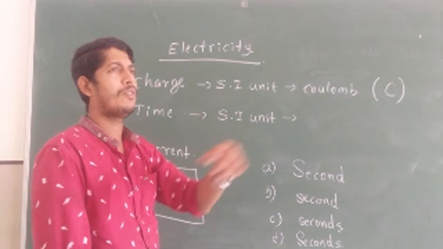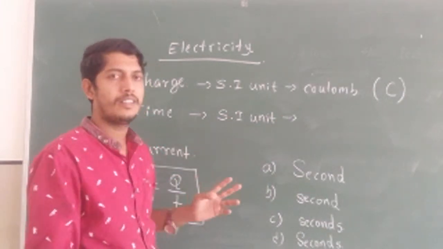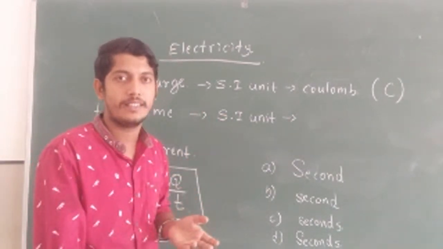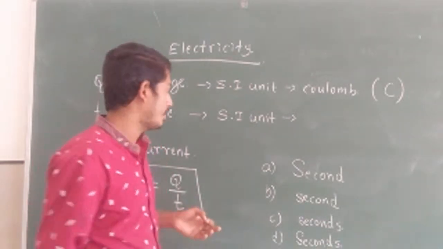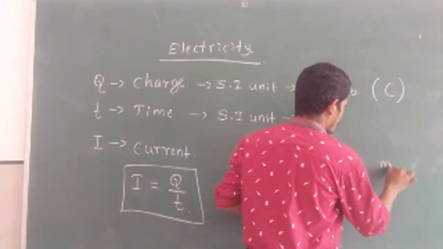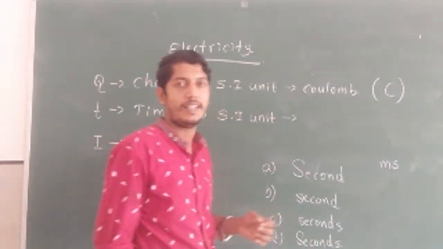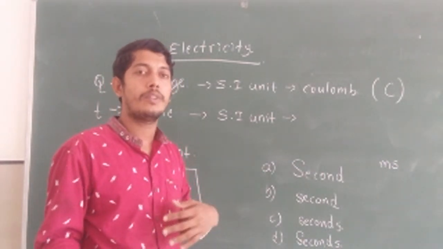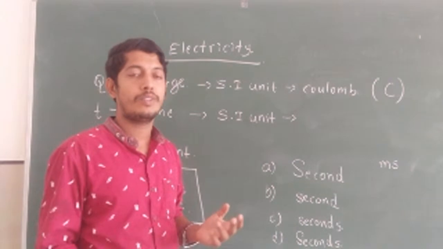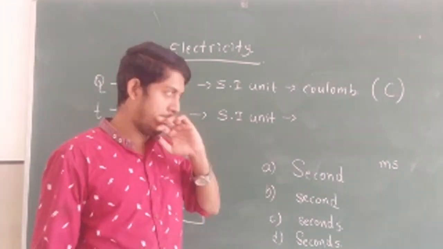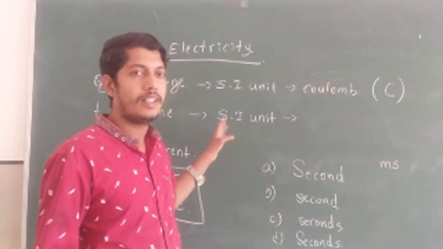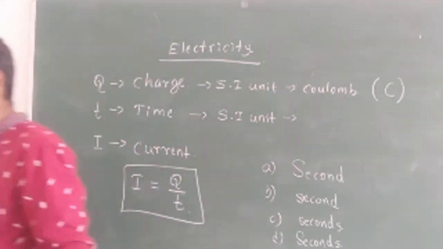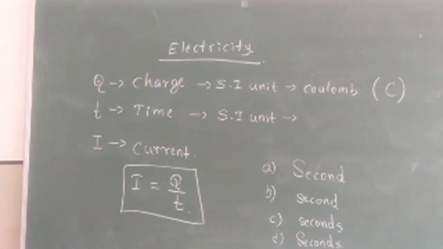So generally we use many SI units for time. For example, we use millisecond, which is represented by ms, small and smallest. Millisecond means 10 raised to minus 3. Sometimes we use microsecond, where micro means 10 raised to minus 6. So now comment, how to represent the SI unit of time. In these four options, choose the correct one.